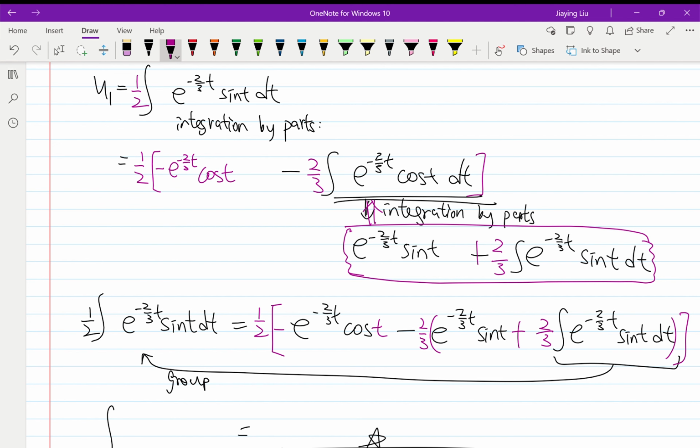And then what we do is we distribute the 1/2, distribute the negative 2 over 3, and then take this integral, move it to the left, and combine with that integral. We should be able to find what that integral is. Sorry, I'm going to let you finish it. I think you'll be okay.